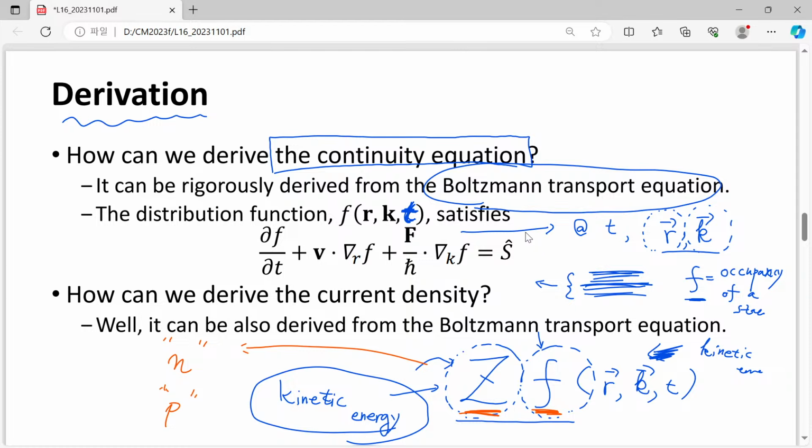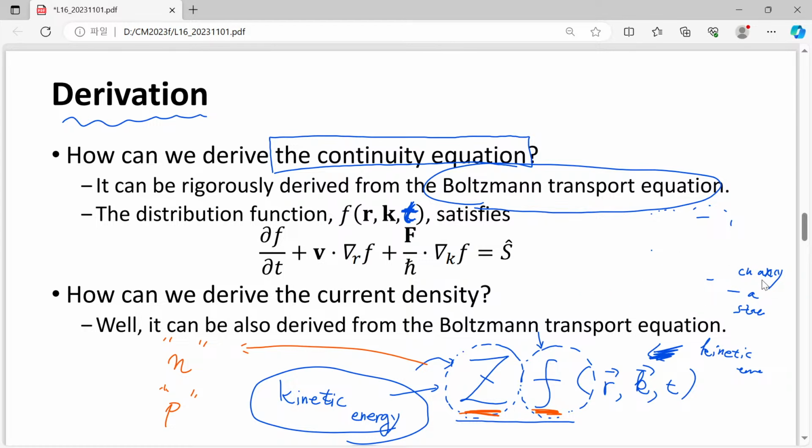So the Boltzmann transport equation is far more fundamental than just the continuity equation. Actually, this is the master or governing equation in the semi-classical transport theory.